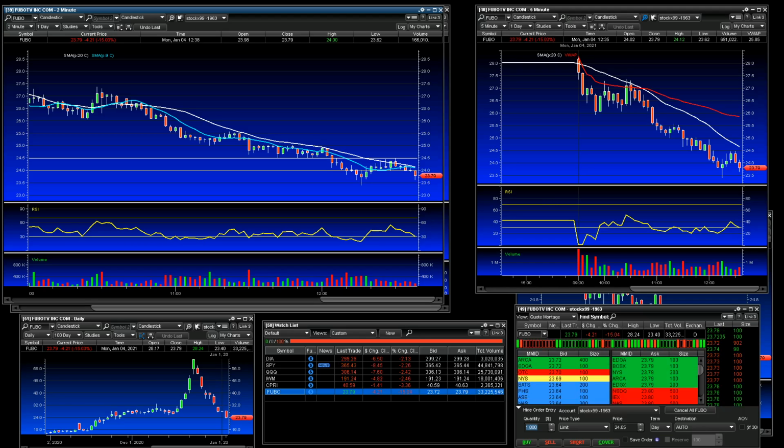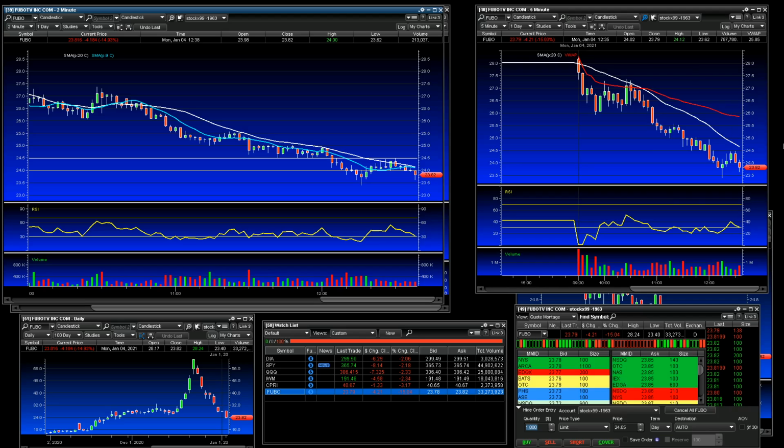That is FUBO, close, cover three-quarters at 23.50. 23.50, and we'll let this trade run a little bit.